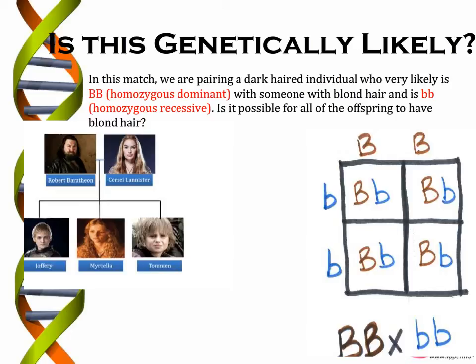Okay, so the houses of Baratheon and Lannister are joined by Robert and Cersei. Now, we have 3 children. We have Joffrey Lannister, Marcella, and Tommen. So we have a dark-haired individual and a blonde, and we have 3 children who are also blonde.